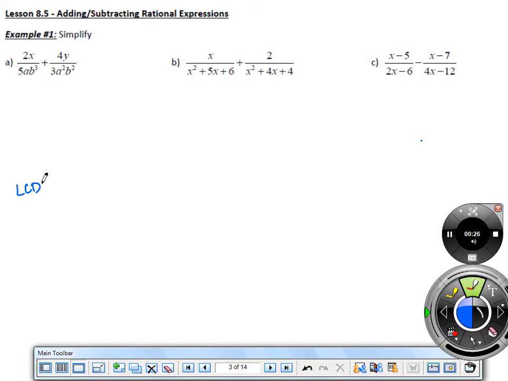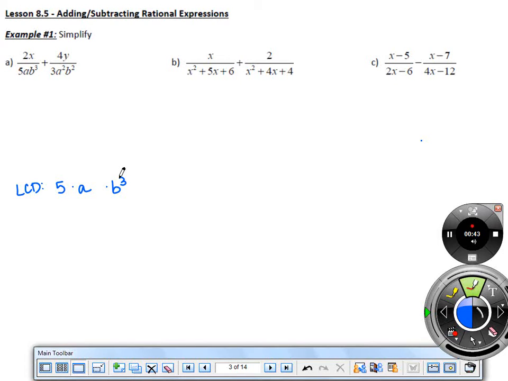So I don't need to factor the denominators in the first problem because they already have factors. In the first denominator, there's a factor of 5, a factor of a, and a factor of b cubed. So I'm going to have a factor of 5, at least one factor of a, and at least b to the third in my common denominator.